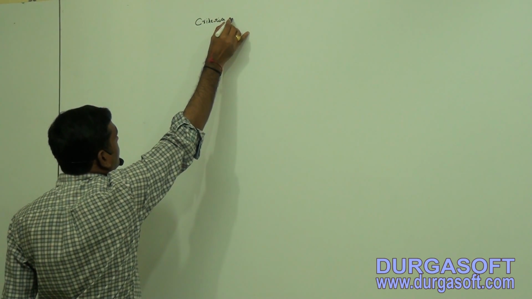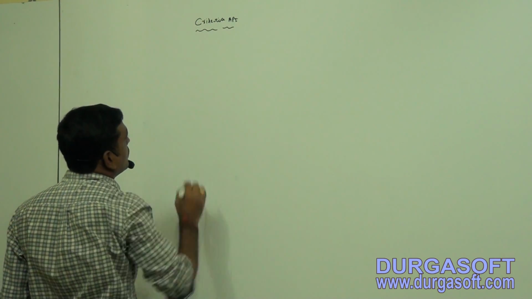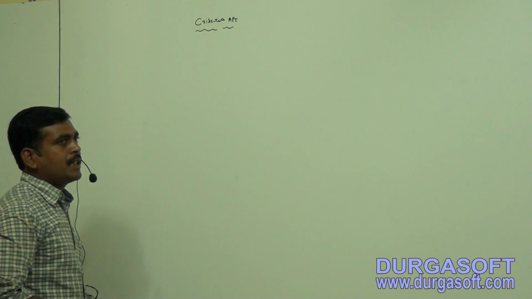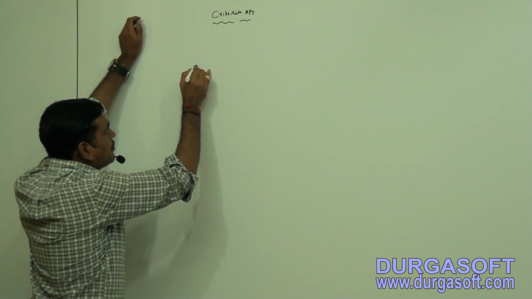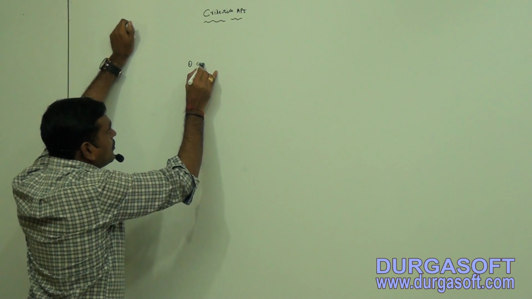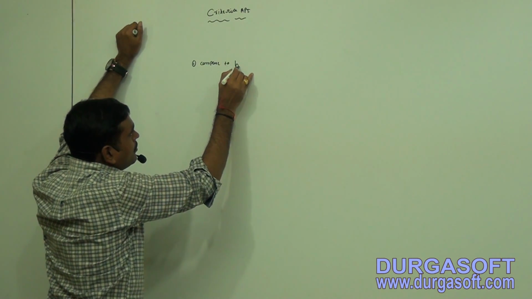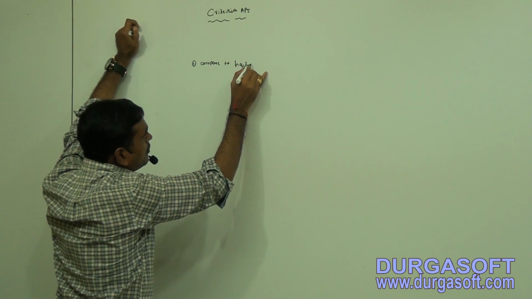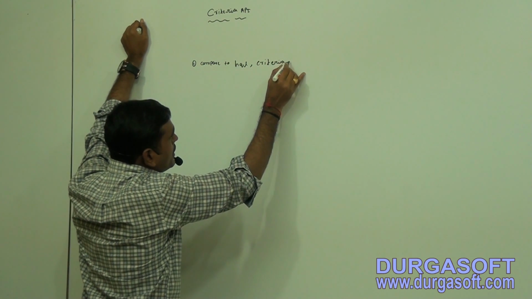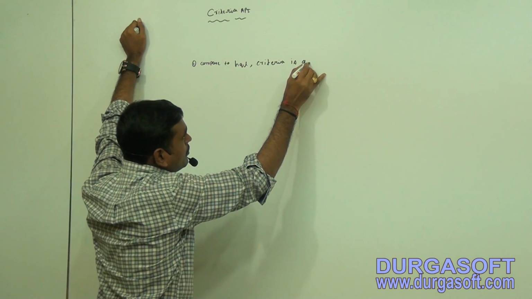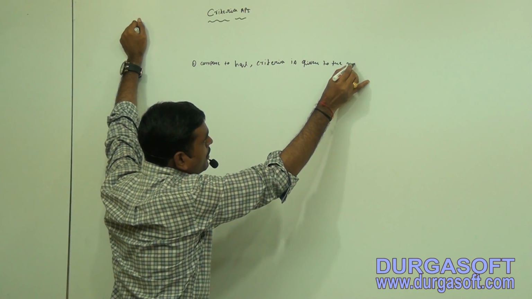Criteria API. Compared to HQL, criteria is given more performance. This is the first point.